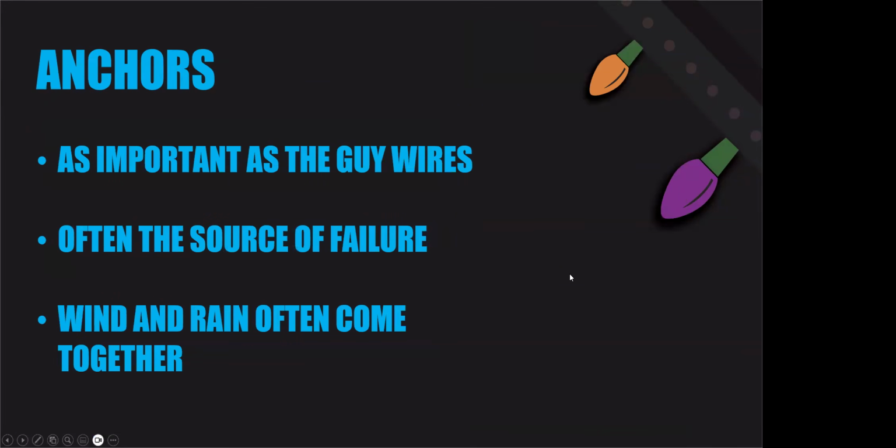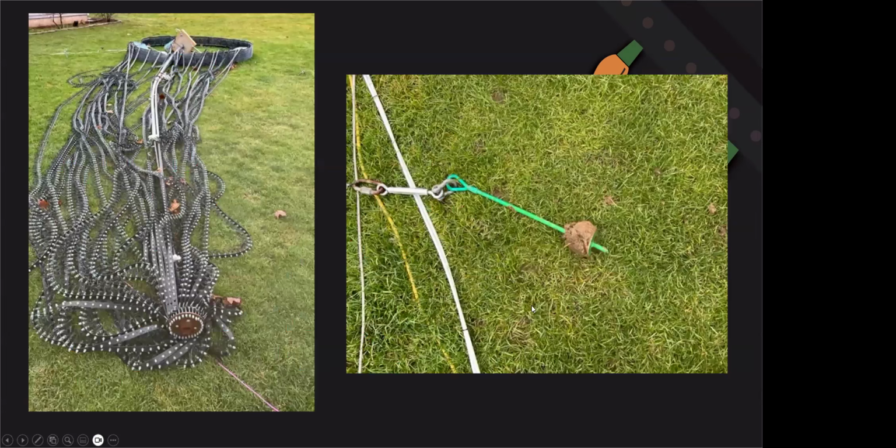The anchors are as important, if not more important, than the guy wires. As I mentioned before, they're often the source of failure because the wind and the rain usually come together, especially when we're talking about very high winds. When a front comes through the area, you get a bunch of wind and a bunch of rain that softens up the soil, and things pull out much easier. If you're using anything that's embedded into the ground, be careful of that.